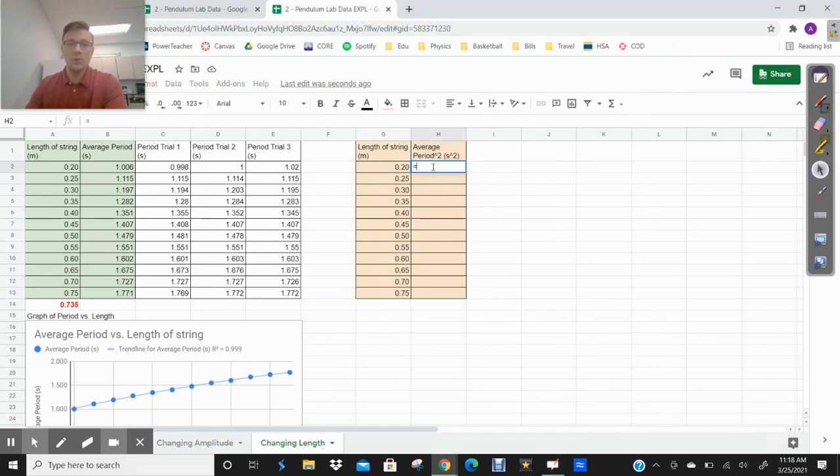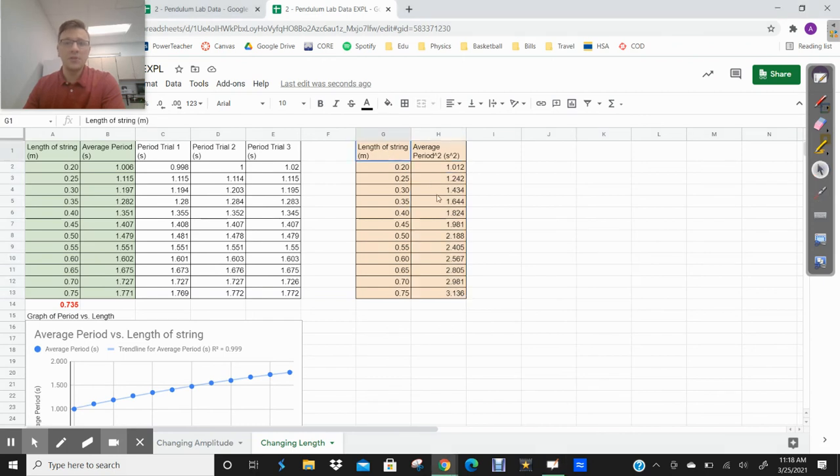We're going to hit equals. I'm going to click on the first average period, and then I'm going to enter the caret, shift 6, and a 2. This is going to square that value right there. And I'm going to hit enter, and then drag this down and fill all these in. So now you can look back and forth between these numbers, and they are not the same anymore. We've squared all of them.